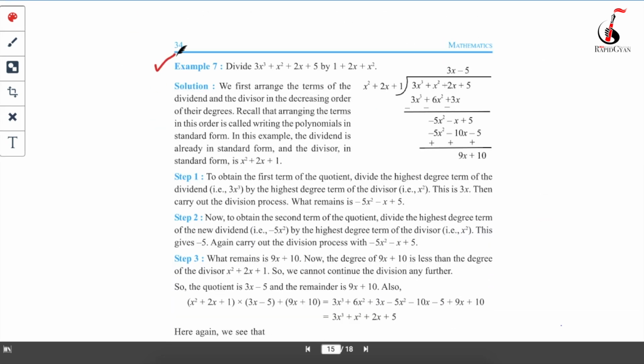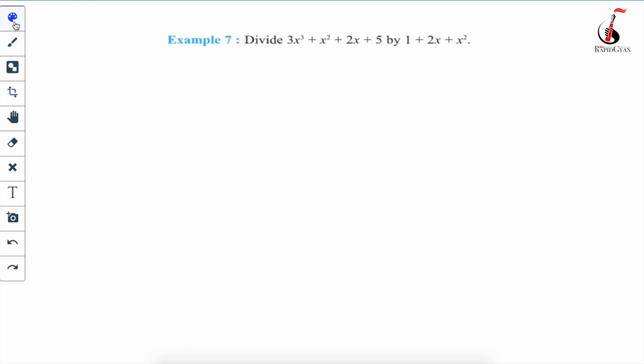Okay, this is example 7. Here you will have to divide this with this. So this is your question, and I'm going to divide that. What is your dividend in this case? This is your dividend, and this one is your divisor. Can I write this as P(x) and this as G(x)? Let's divide.